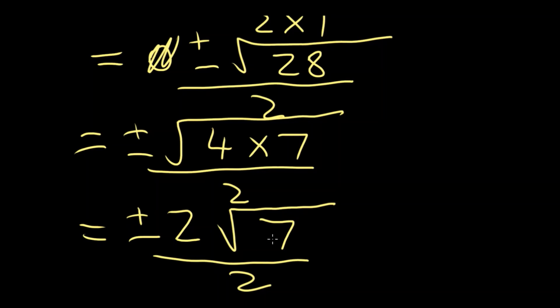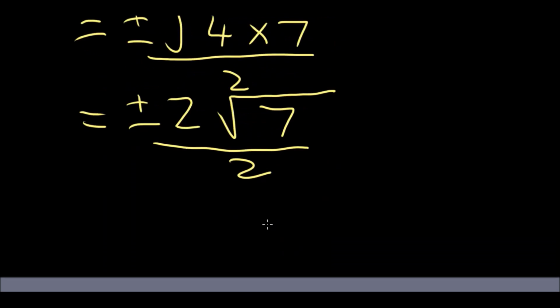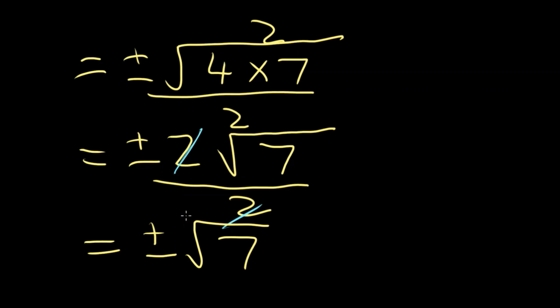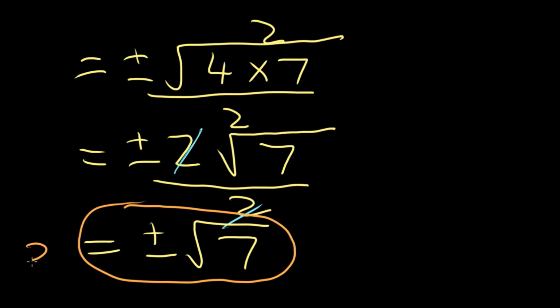This is looking pretty sweet. So the 2's cancel out, don't they? So we'll get plus or minus root 7. Plus or minus root 7. And that's our answer. x equals plus or minus root 7.